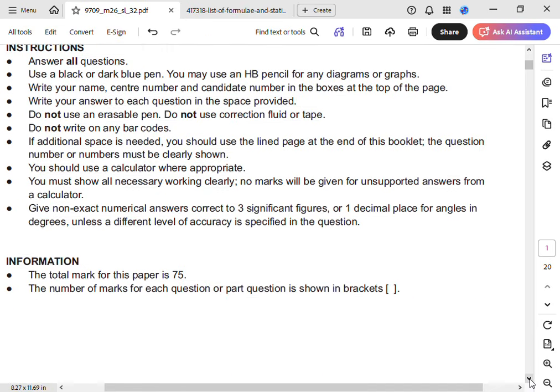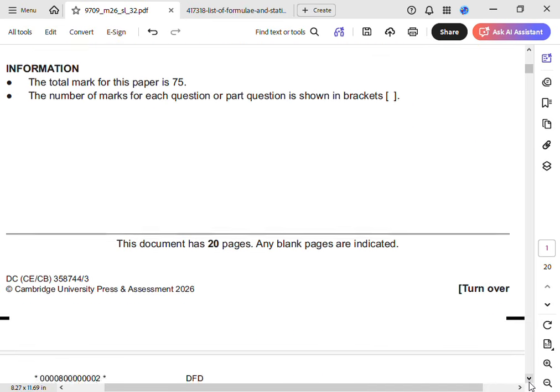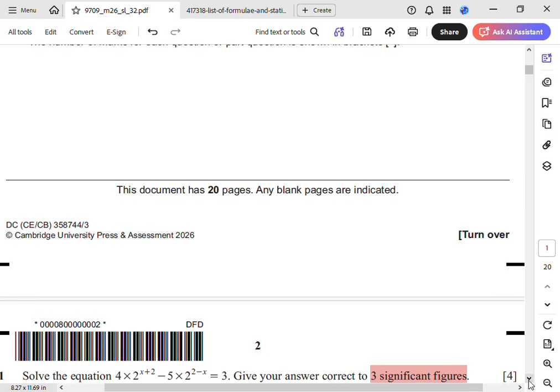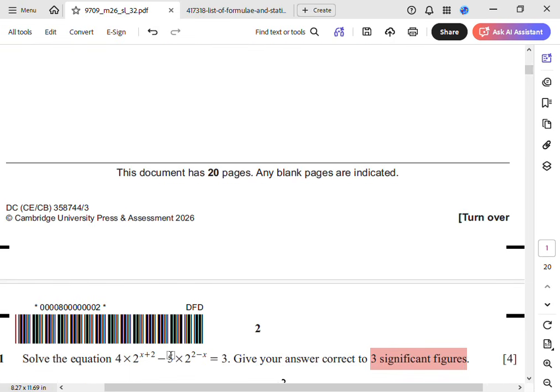Question number 1. I believe this is about indices. It says solve the equation 4 times 2 to the power x plus 2 minus 5 times 2 to the power 2 minus x equals 3, and you have to round it to 3 significant figures. So all intermediate steps, you round it to 4 or more significant figures.